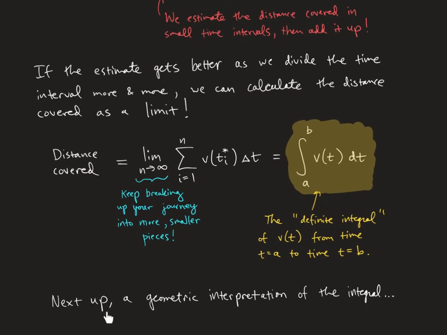So in the next video, what we're going to do is develop geometric interpretations of all of the terms in these formulas. Okay, so we'll develop a geometric interpretation of this Riemann sum here, and then a geometric interpretation of what the limit is, very similar to what we did with the derivative. Okay, so more on that later.